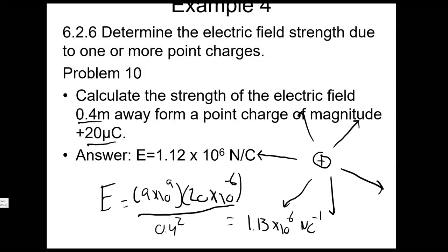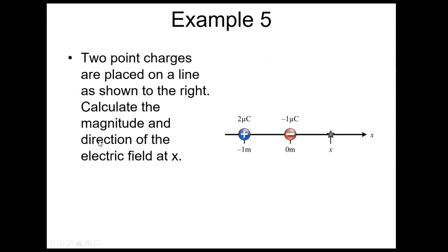Okay, example 5. This type of question is starting to be more along the lines of the type of question you might see on the IB exam, although typically they don't ask you to do the actual calculations. A lot of the time they'll ask you this type of question in a more qualitative way that we'll see in the next example. But you should definitely be able to do this type of calculation. So example 5 says 2 point charges are placed on a line as shown to the right.